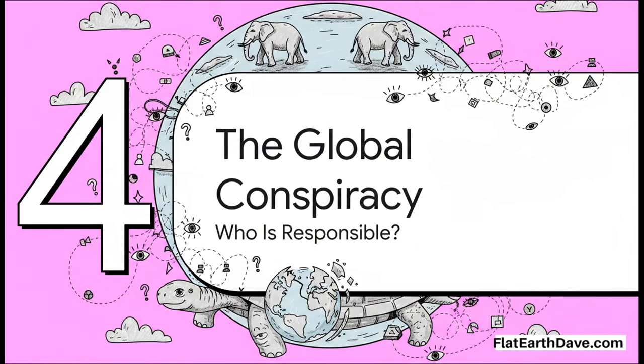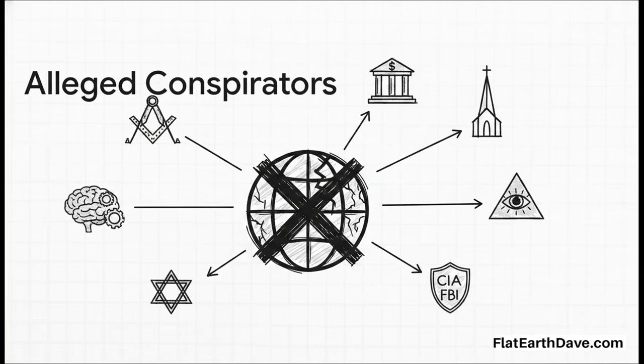So if the model is wrong and the pictures are fake, who's behind it all? This brings us to the central claim of the source, that the globe model isn't just a mistake, it's a massive, coordinated, global deception. The source lays out a pretty extensive list of powerful groups it claims are responsible for what it calls the globe lie. It alleges these organizations have been working together for centuries to establish a one world order.